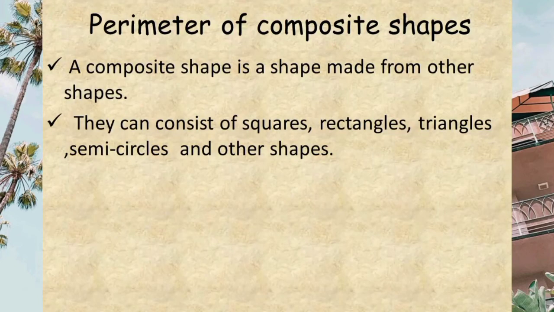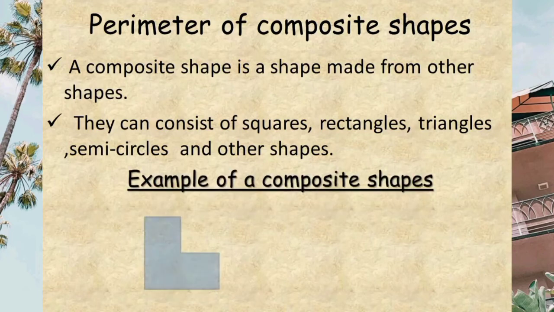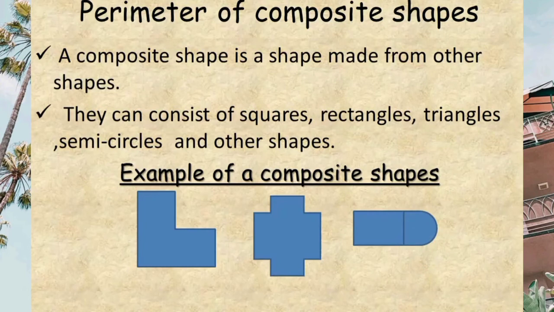Now let's move on to the perimeter of composite shapes. A composite shape is a shape made from other shapes. This can consist of squares, rectangles, triangles, semicircles, and other shapes as well. Let's look at examples of composite shapes. For the first one, we have a square joined to a rectangle. The second one, we have a cross. And the third one, we have a rectangle joined with a semicircle. These are just few examples of composite shapes.